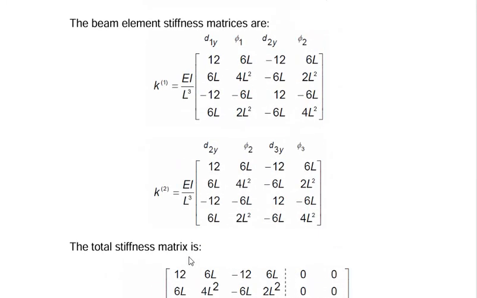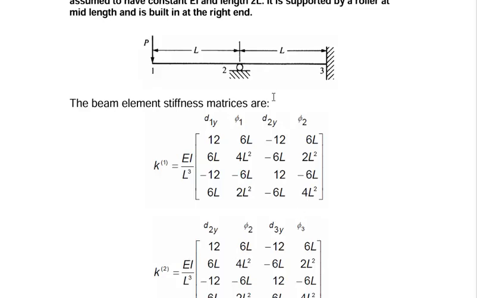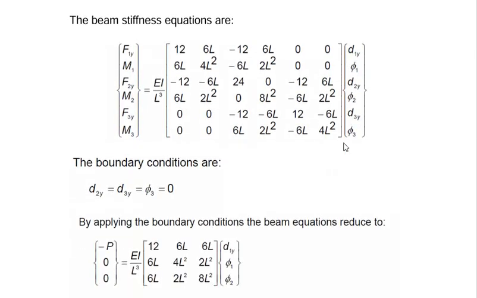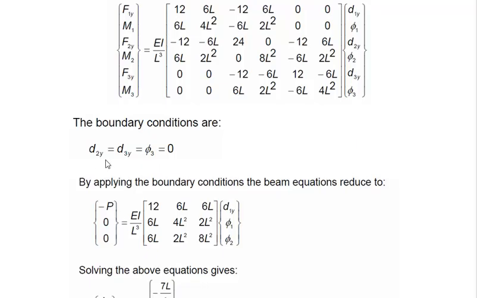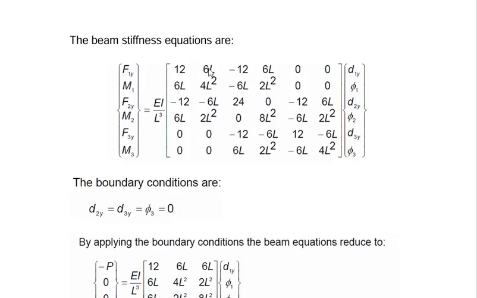If I go to this figure of the problem, the vertical displacement is restricted here, and at node number 3, the vertical displacement and the rotation are restricted. So we see that the boundary conditions are reported accordingly: D2y, D3y, and phi 3 are 0. So we will delete the corresponding rows and columns. You can write down the degrees of freedom d1y, phi 1, d2y, phi 2, d3y, and phi 3, and the corresponding rows and columns according to the boundary conditions will be cancelled.